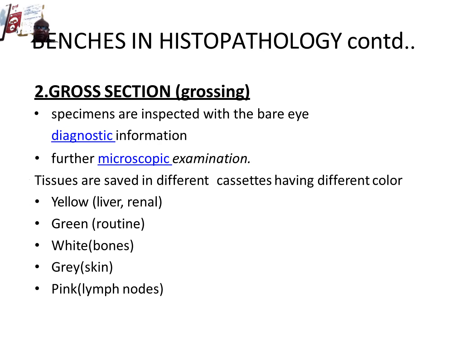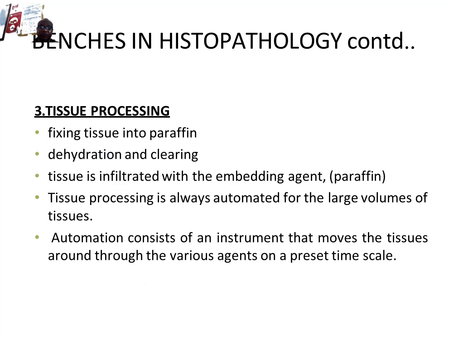The liver and spleen, all of them have various color codings. Yellow is for the liver. The green is the routine one for all specimens, white is for bones, gray for skin, and pink is for lymph nodes. So, tissue processing: fixing, you have to take the tissue into the paraffin.